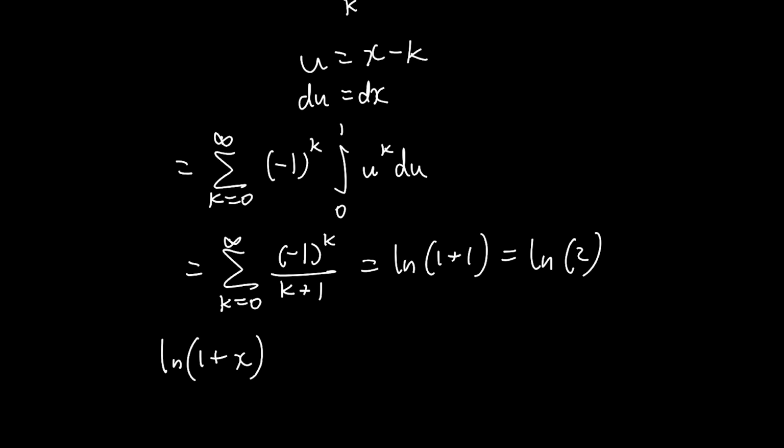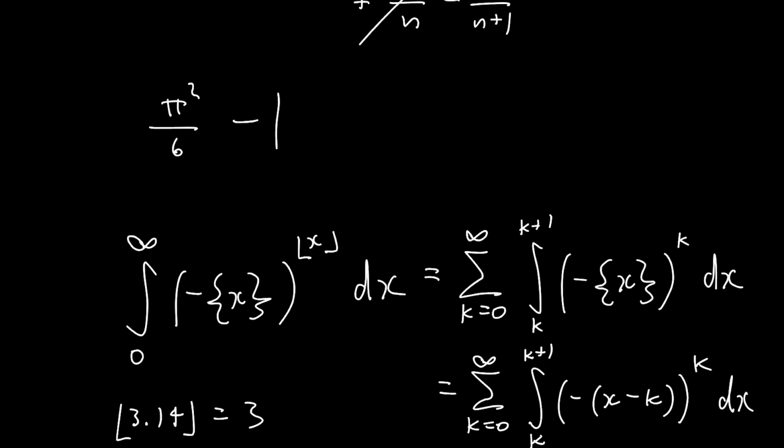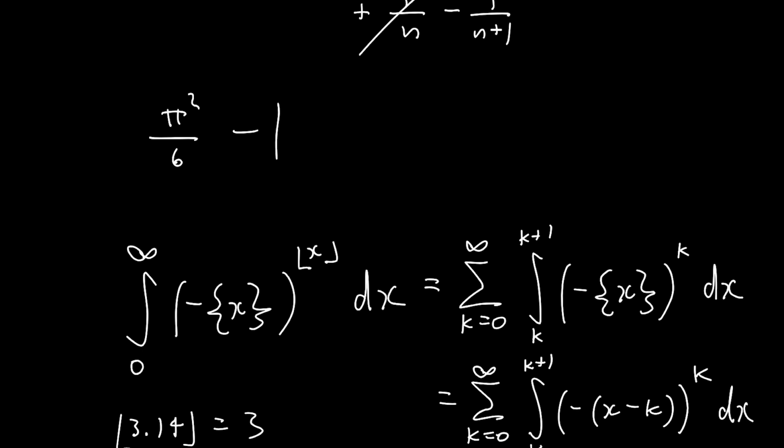So hopefully you have a decent understanding of how you can approach these problems now. Genuinely, the main idea is just splitting up that integral into a series of integer-wide integrals. So you can treat the floor function as a constant and do everything else as normal.